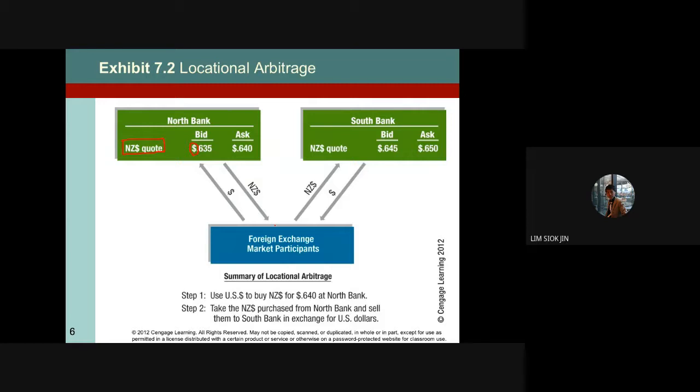So always, in order to discover an arbitrage, you first look at their ask price. Which one sells New Zealand dollar cheaper? You can see that North Bank sells cheaper, at 64 cents for 1 New Zealand dollar. So if you want to buy, you buy from North Bank because they are cheaper than South Bank. This is the first action: if you buy, where to buy? Number 2, if you have New Zealand dollar, where will you sell your New Zealand dollar?